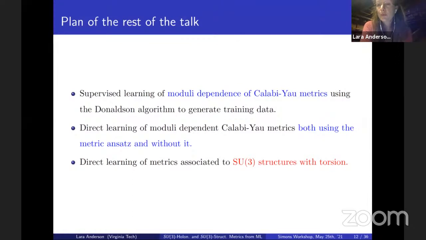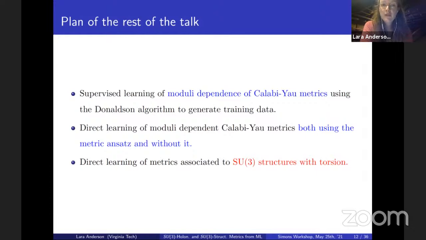And in particular, we were interested in two things that we hope to generalize beyond the Donaldson algorithm as it had previously existed. We were interested in the problem of moduli dependence, which was extremely computationally prohibitive in the previous approaches, and also ways to generalize these techniques away from the pure SU3 holonomy case into more general SU3 structure manifolds or perhaps other exceptional holonomy manifolds.